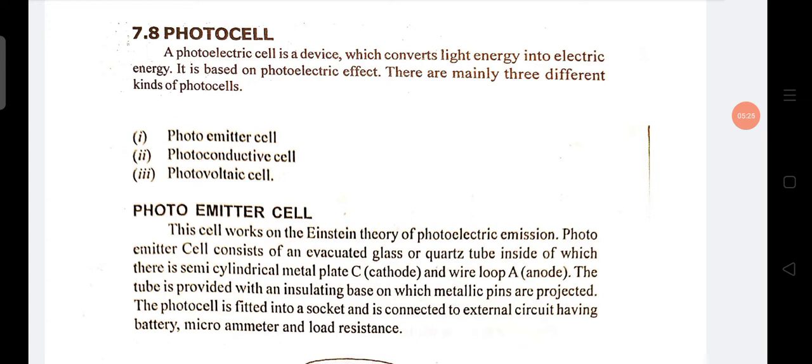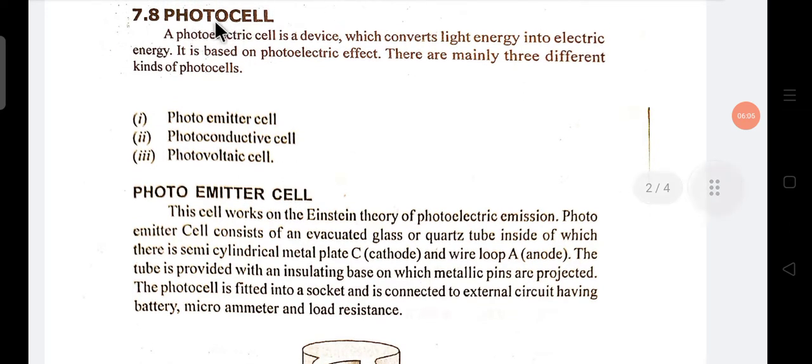An example of this photo cell is the solar cell. What is the function of a solar cell? A solar cell receives energy from the sun's radiation and converts that energy into electrical energy, and we can get electricity from the solar cell. Similarly, a photo cell is like the solar cell. This is the photovoltaic cell, which is also called a solar cell. So photo cells are basically of three types.